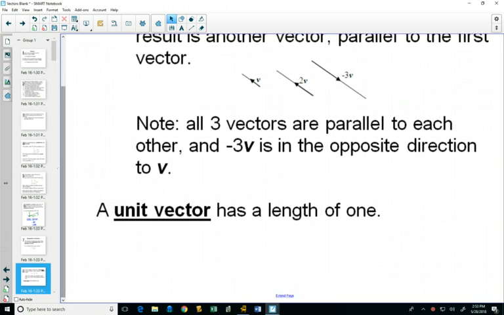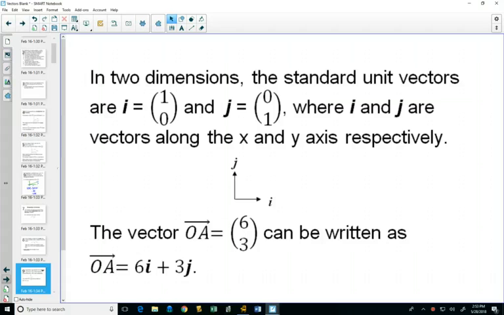In vectors, we have a unit vector. A unit vector has a length of 1. So our standard unit vectors are (1, 0) and (0, 1). And we're going to see some connections between vectors and matrices.